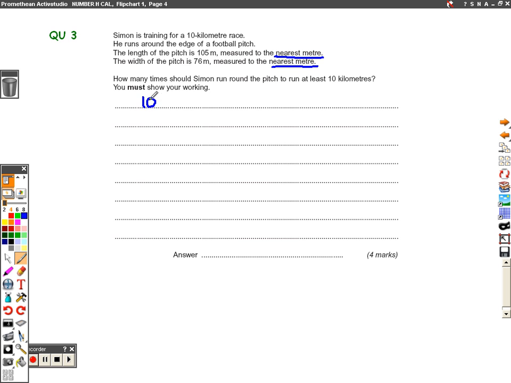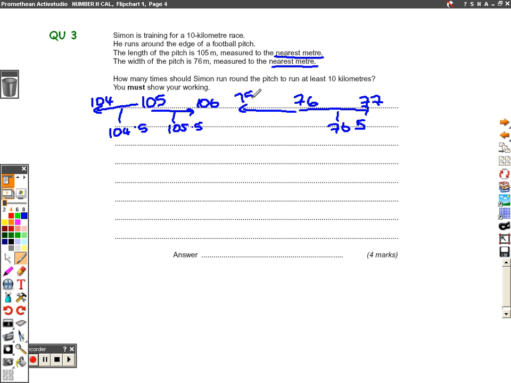So 105, remember, if it's to the nearest metre, go 1 metre up, 1 metre down, and then go to your halfway point. 104.5, 105.5. Do the same thing with the 76. So even if you can't do anything else, this should get you some marks. 76.5, go 1 down, 75, so 75.5. Okay, those should get you a couple of marks.